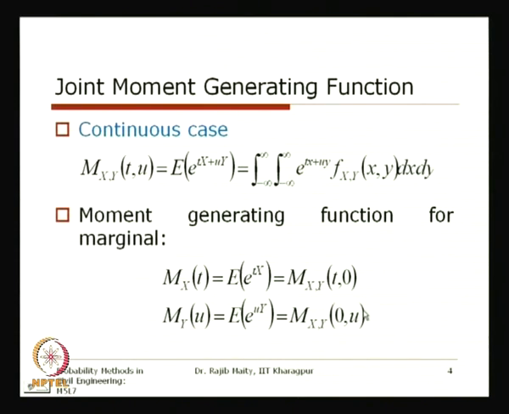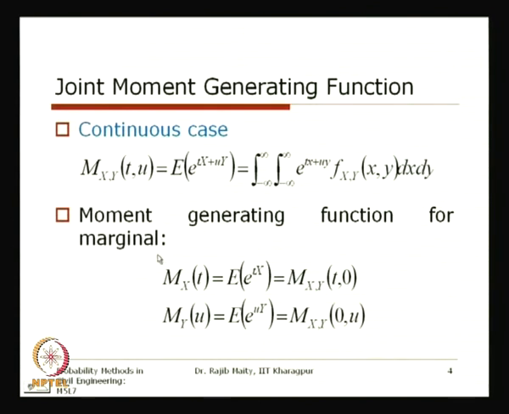Similarly, in the case of continuous random variables, if X and Y are two continuous random variables, it is also the expectation of the exponential function e^(tX + uY), and to get this we have to do the integration over the entire range of both random variables. Here it is integrated over the entire real line, from minus infinity to plus infinity, the function e^(tX + uY) multiplied by the joint PDF f_XY. This gives the moment generating function for the continuous random variables.